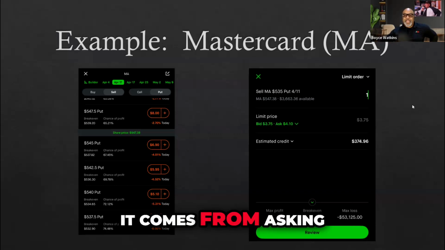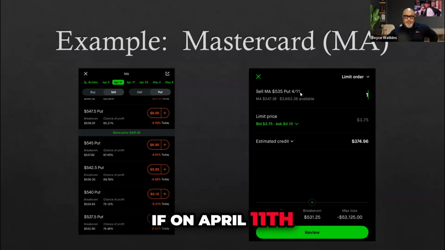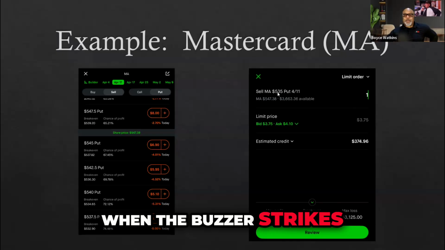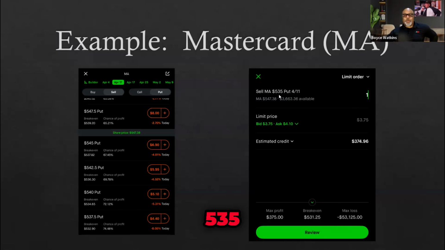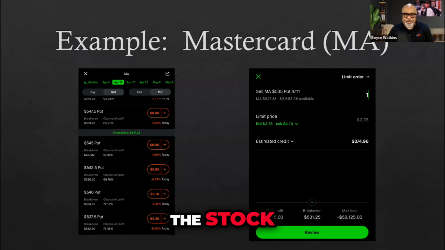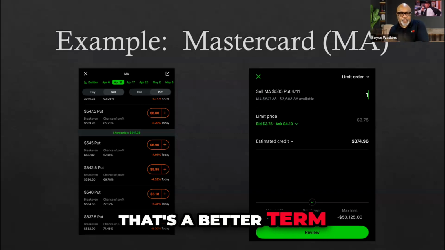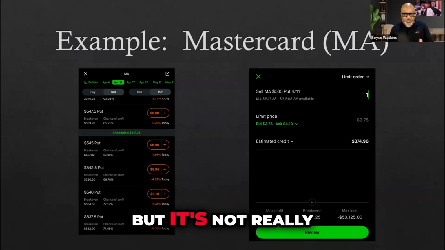Well, it comes from asking what happens if this contract gets exercised. What if on April 11th, when the buzzer strikes, the stock price is below the strike, 535. Well, I got to pay 535 for 100 shares. That's going to cost me $53,500. So this max loss, it's not really a true loss though. It's only seen as a loss if you don't want to own the stock. But if you want to own the stock, then it's a max investment. That's a better term to use. They say max loss, but it's not really a loss.